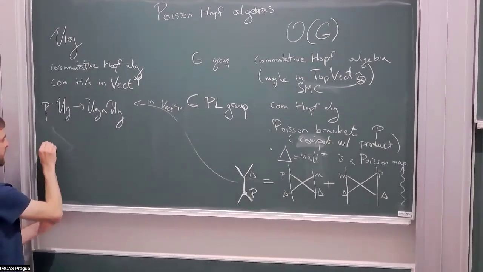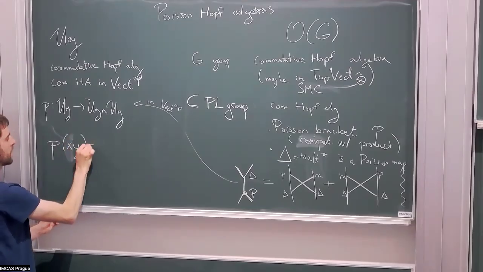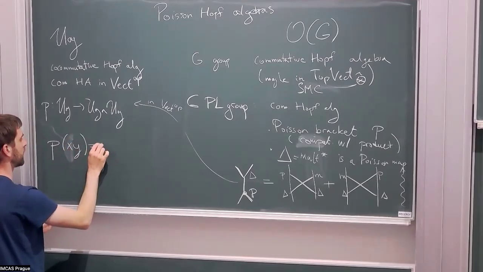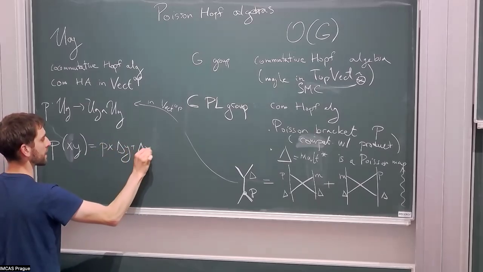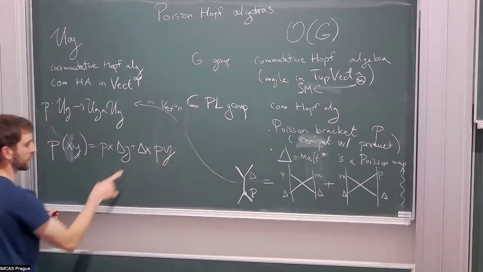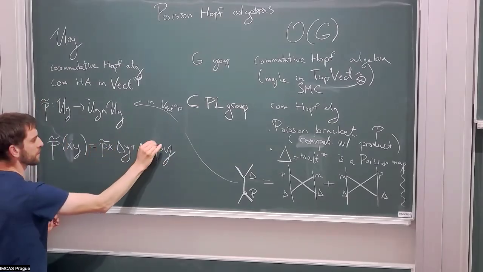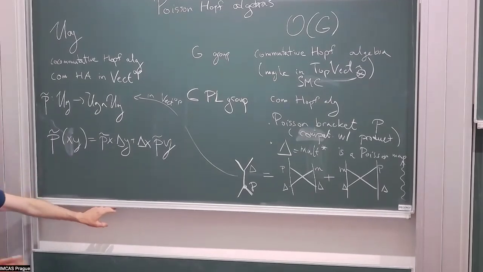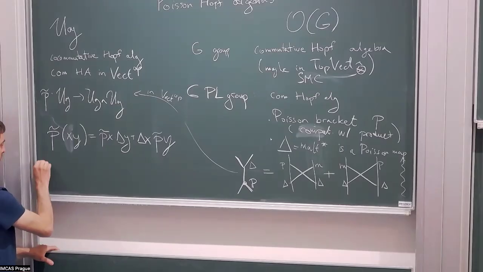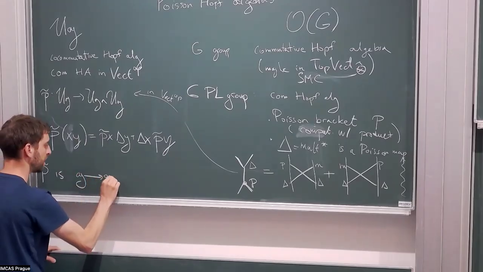And it satisfies that P on xy is equal to P x times delta y plus delta x times P y. Delta is the co-product. Let's call this P tilde because it's a different map. So you see that you only need to give P on the generators of your universal enveloping algebra. There you just use the co-bracket, right? So P tilde goes from G to G wedge G.